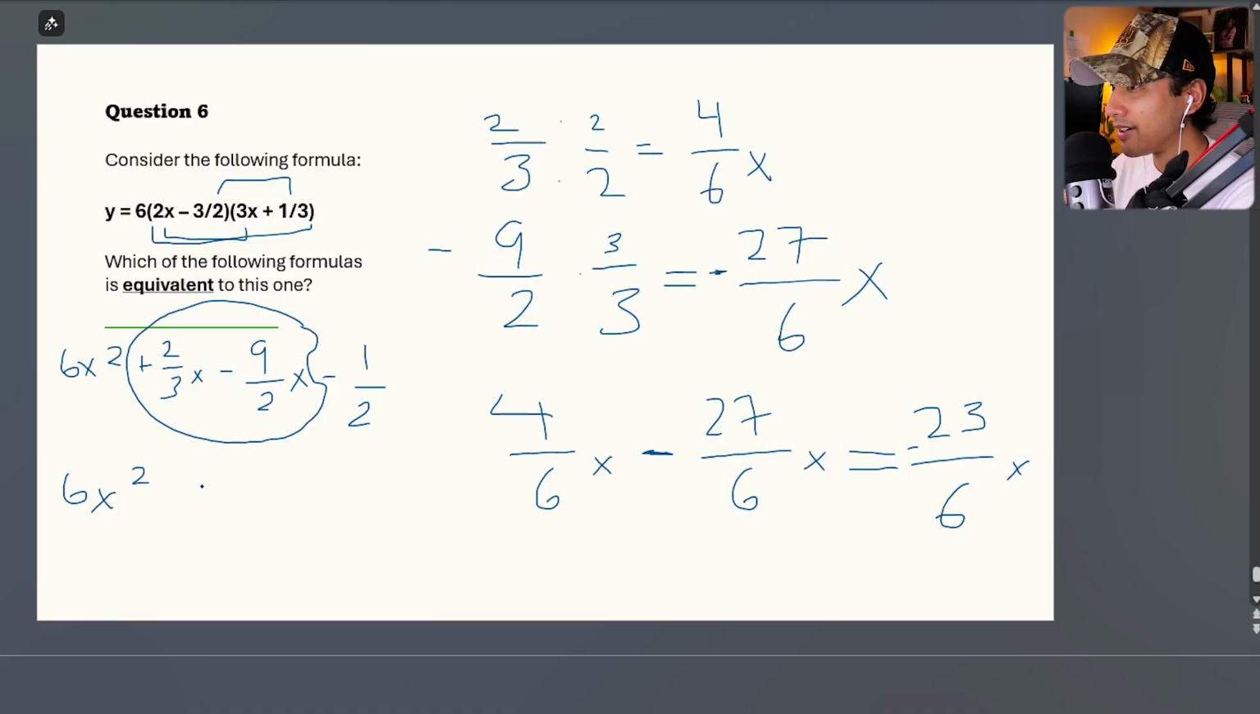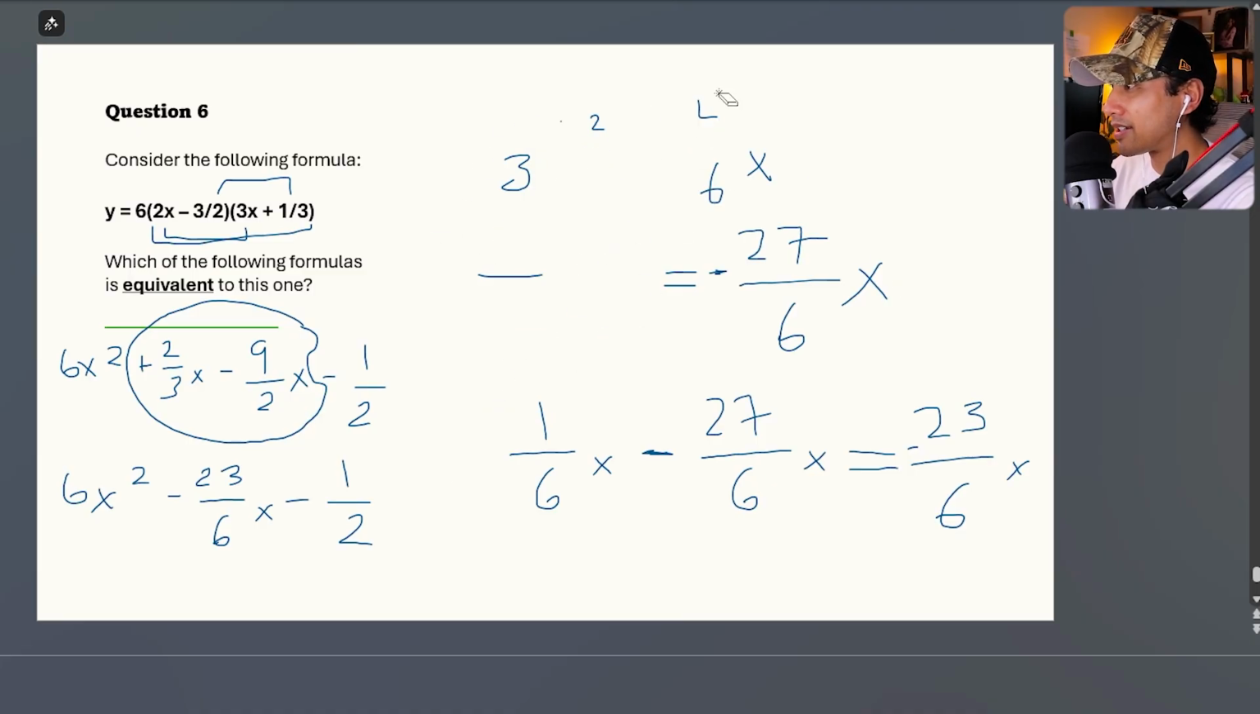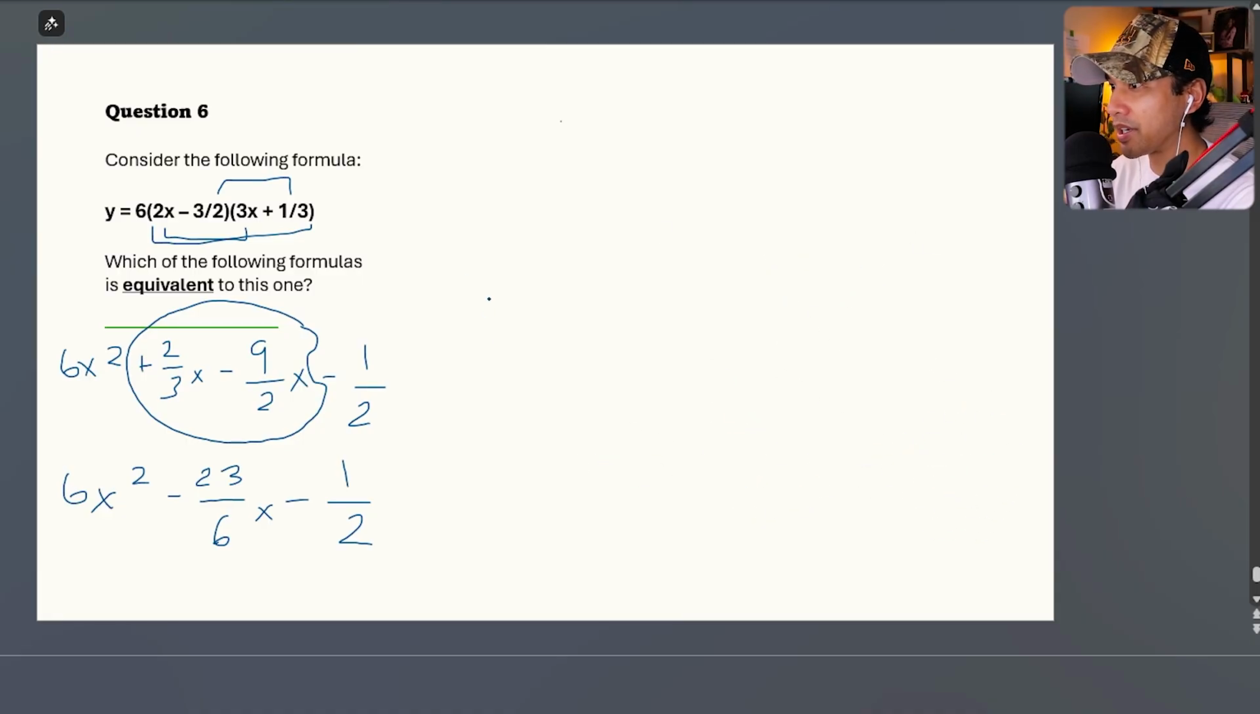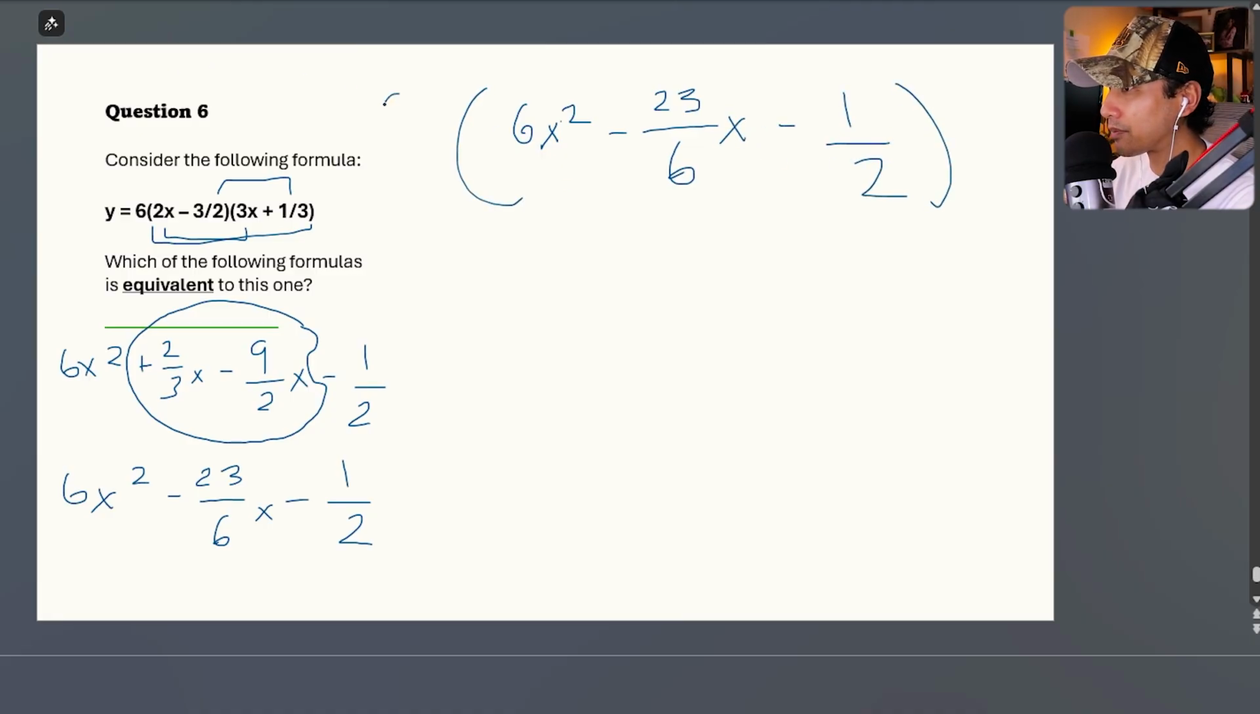I'm hoping that this is right because I'm going to check my work and see if I messed up. I do not have the answer key for this. This was just all by the whim. So hopefully when we multiply by the coefficient, we will get something pretty. So 6x squared minus 23/6 x minus 1/2.